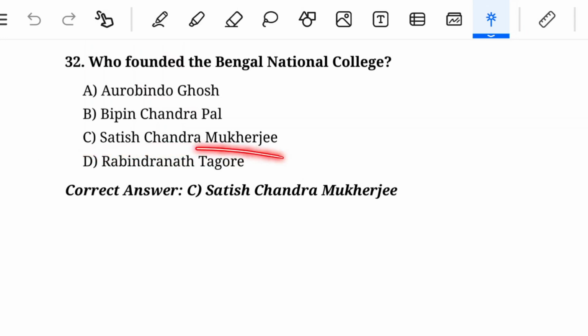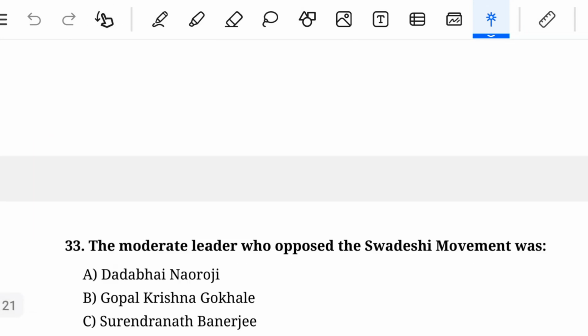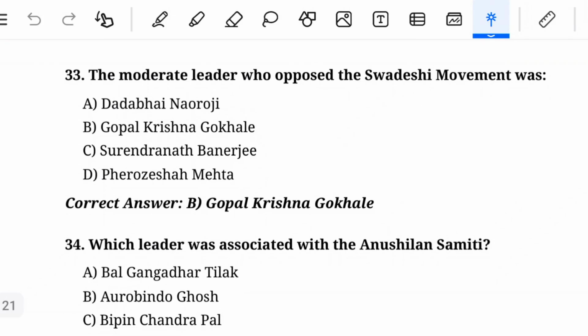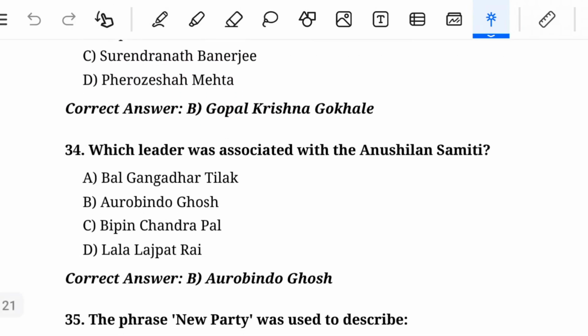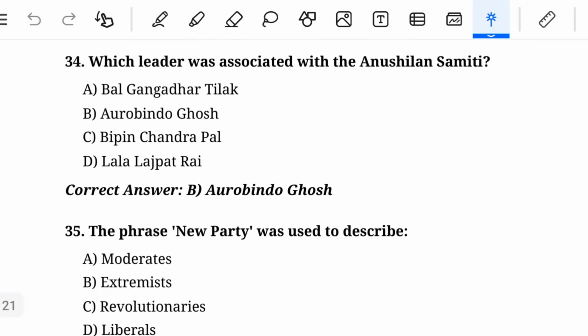Subodh Chandra Mullick. 33. The moderate leader who opposed the Swadeshi movement was A. Dadabhai Naoroji. B. Gopal Krishna Gokhale. C. Surendranath Banerjee. D. Pherozeshah Mehta. Correct answer B. Gopal Krishna Gokhale.